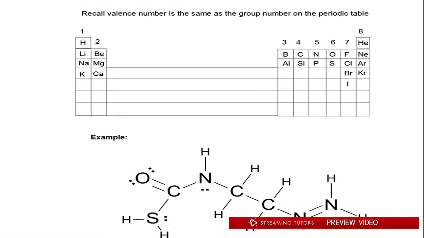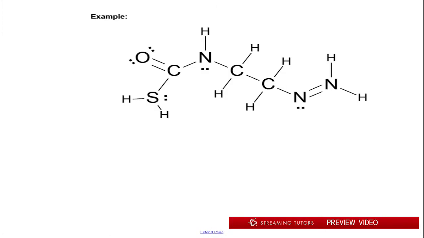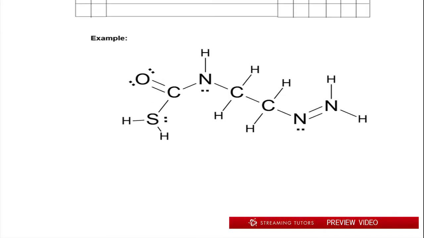Now, here's an example, and by the way, here's our periodic table. I just want to remind you that the valence number is the group number, right? So H is 1, beryllium is 2, boron is 3, carbon 4, and so on. So we're going to look at the group number in just a moment. Now, in our example down below, let's figure out everyone.